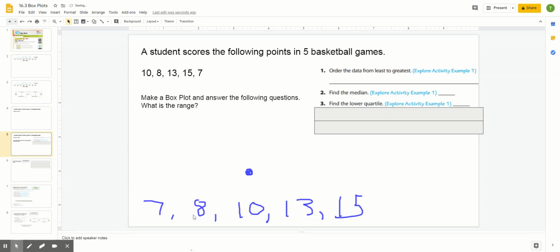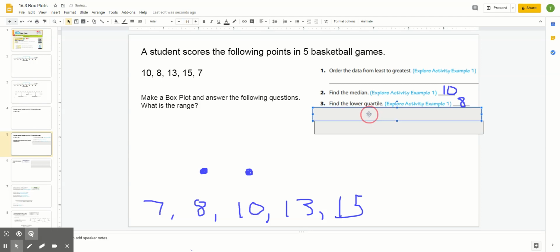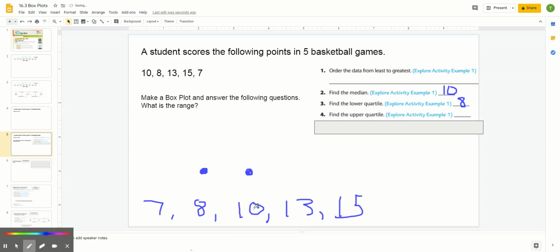Next, find the lower quartile. That's going to be halfway in between the min and the median. So that would be 8. Let me write these where they belong. The median was 10. The lower quartile is 8. What I can do here, already looking ahead, is make a dot right there. Next, find the upper quartile, and that's the middle between the max and the median. Very simple, right? That's a 13.